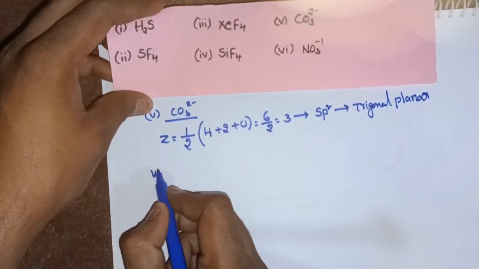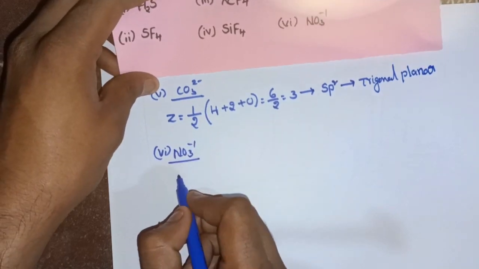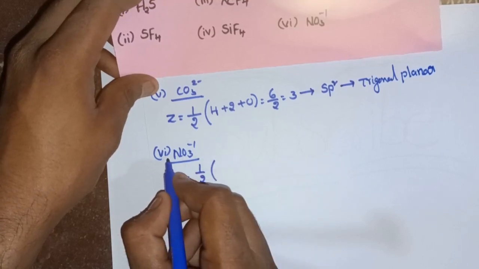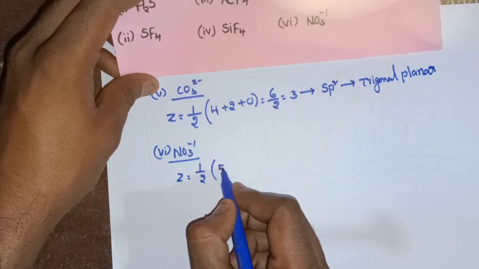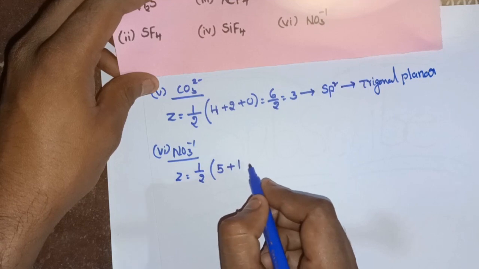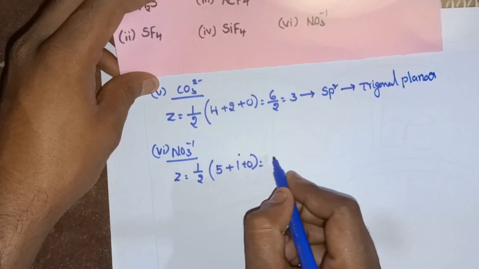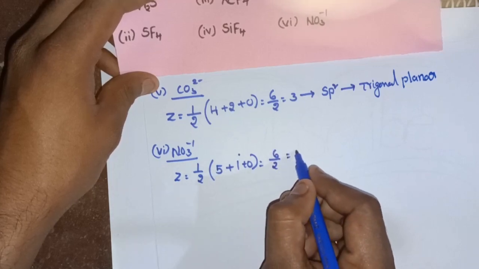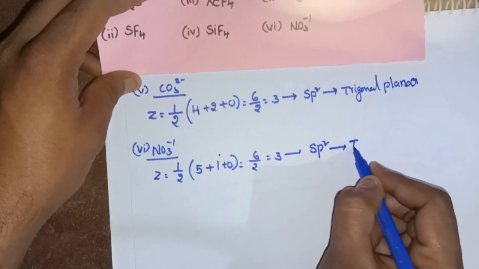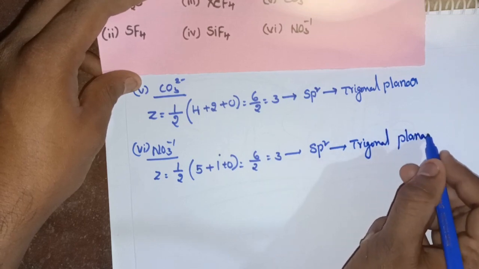Let's find out the last example, that is NO3 minus 1. Here Z is equal to half into the number of valence electrons on the central atom, 5, plus here is a negative charge, 1. Number of monovalent atoms 0. So 6 by 2. Here it is 3. So the hybridization will be sp2. Geometry will be trigonal planar.